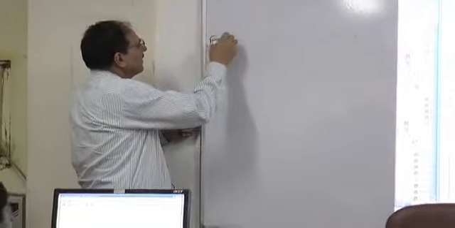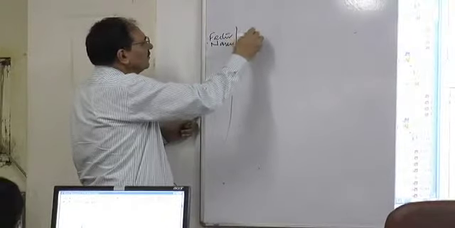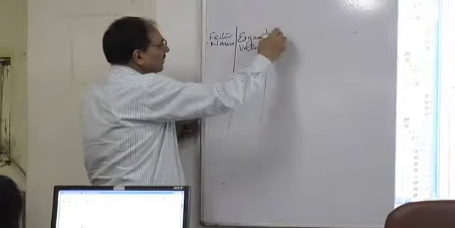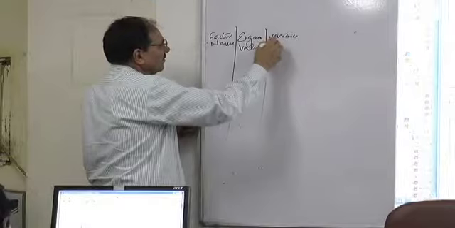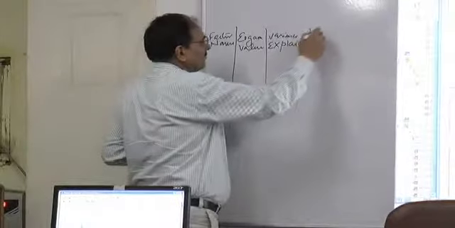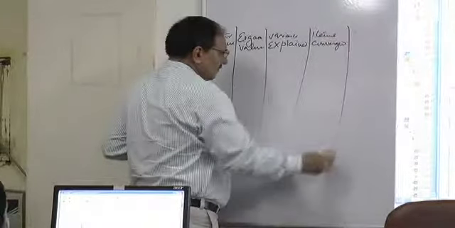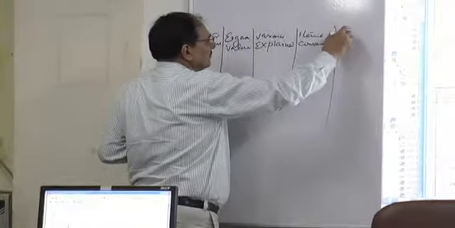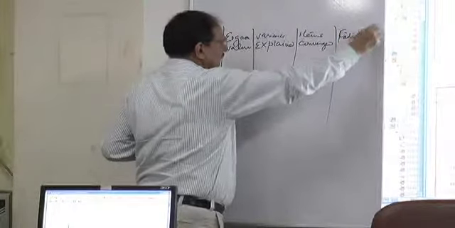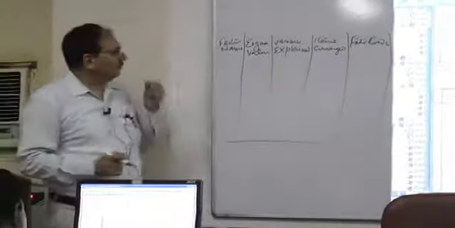First, factor name, eigenvalue, variance explained, items converged, factor loads. You don't need anything else. This would be enough. Okay?